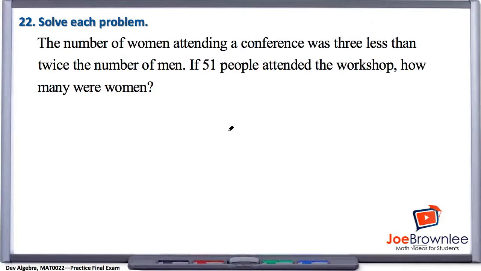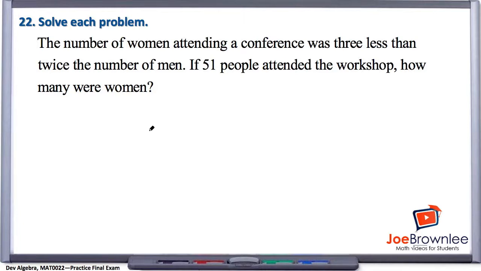Number 22, solve the problem. We're told the number of women attending a conference was 3 less than twice the number of men. If 51 people attended the workshop, how many were women? All right, fair enough.